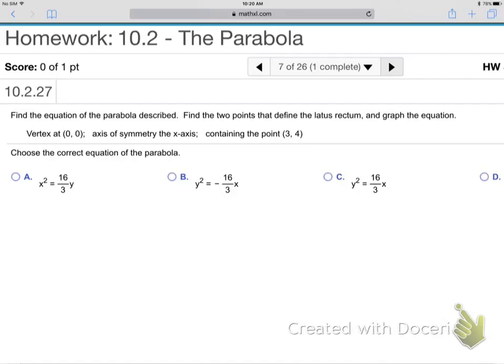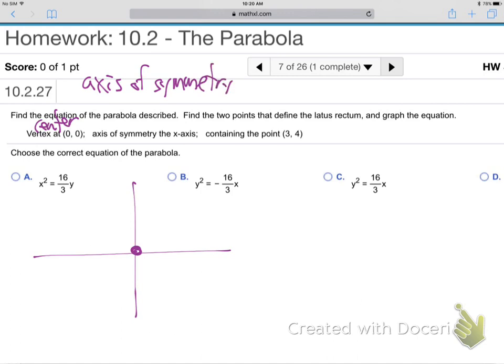All right, find the equation of the parabola described. Find the 2 points that define the latus rectum and graph the equation. All right, vertex 0, 0, that's the center. Axis of symmetry. You guys know what an axis of symmetry is, right? Let me put it this way. It spears the middle of the parabola.